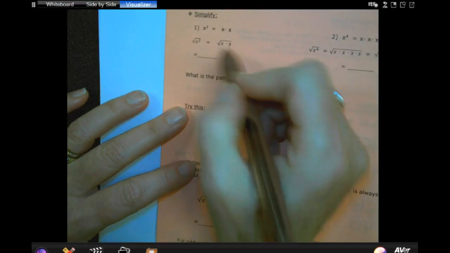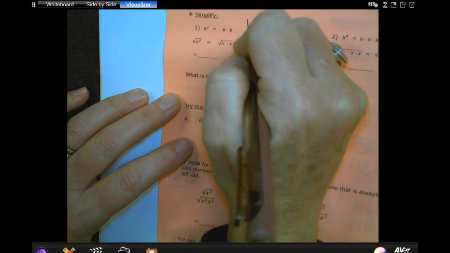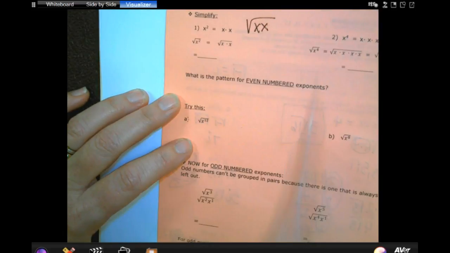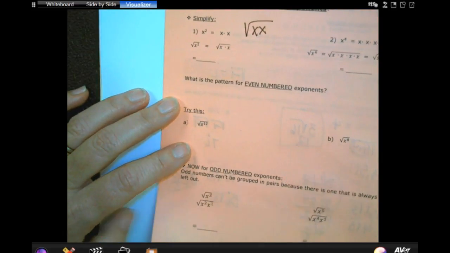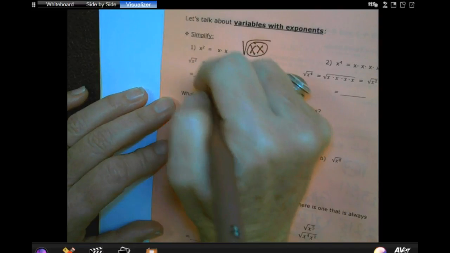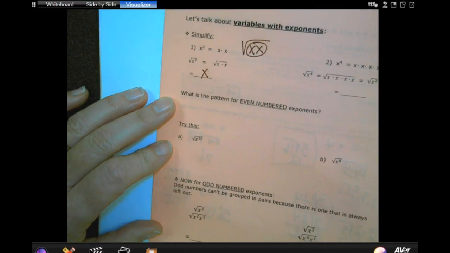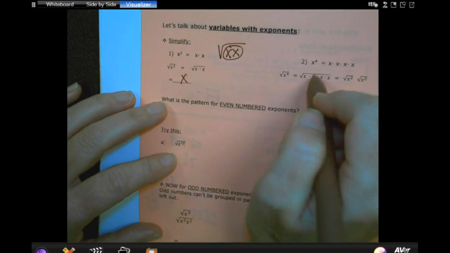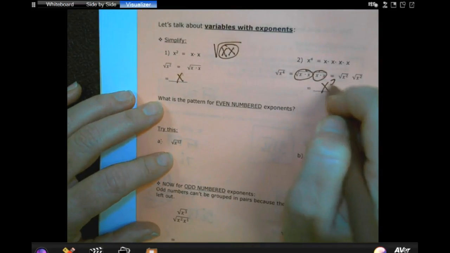So let's say I have this. If I have x squared, that means I have 2 x's underneath the square root sign. So these 2 can come outside the square root sign, and they're just 1x. So if I had 4 x's, how many would come out? So I'd have x squared.